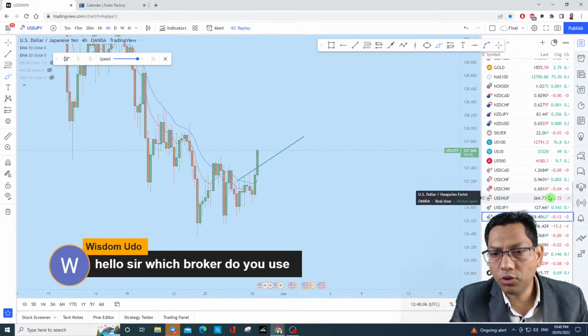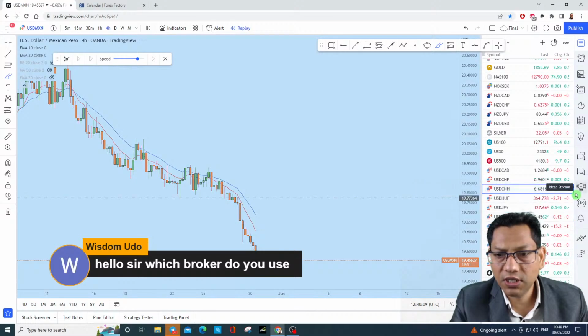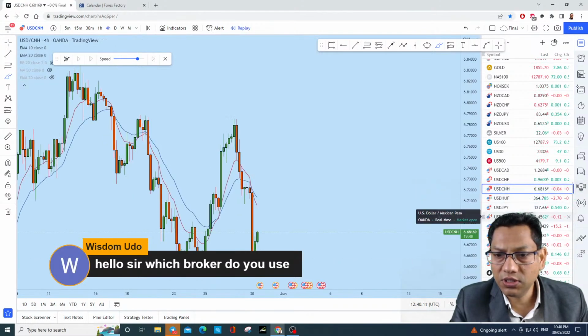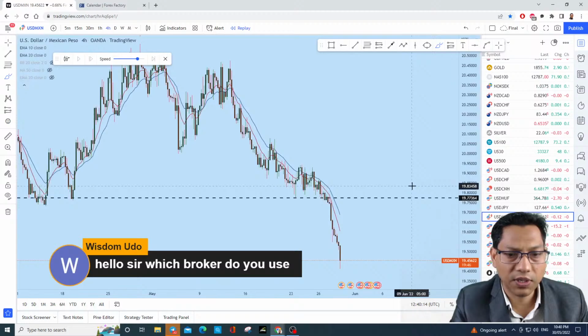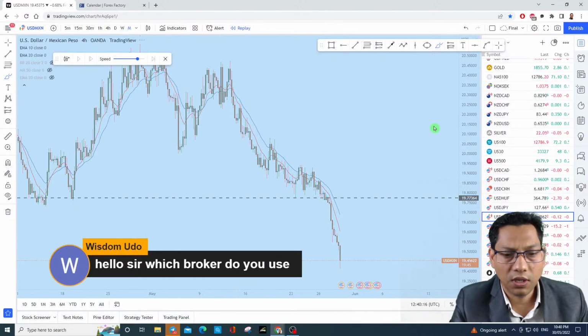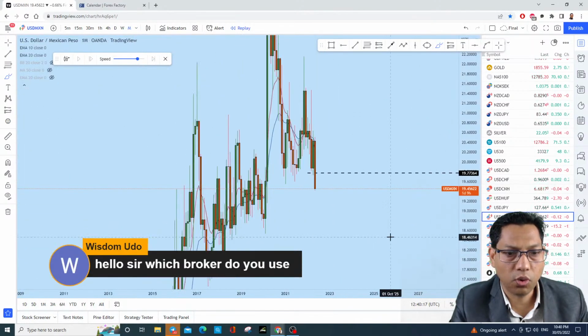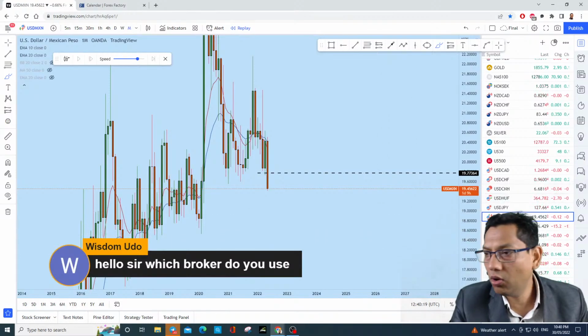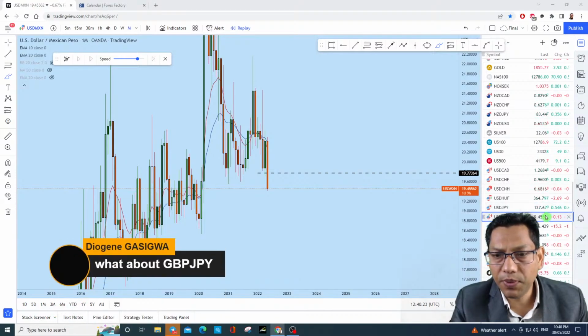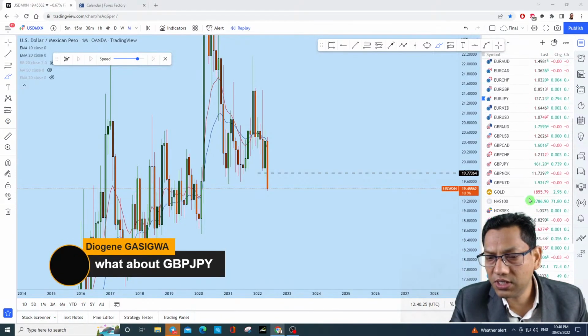So going to some other pairs, let's see USD CNH, USD Mexican peso. That's what I expected. It has broken down, the support is broken. I think it will come a lot lower. Let's see. So dollar yen we discussed. GBP JPY, let's see. All the pairs, as I told you, against yen.